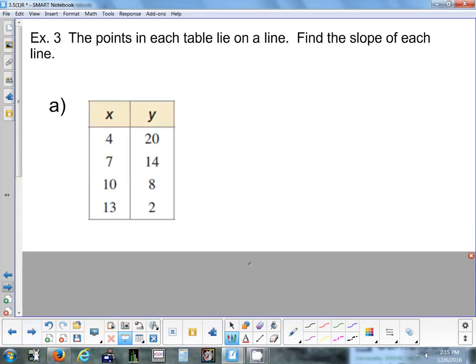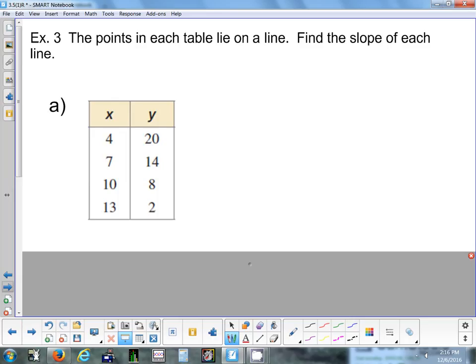All right, so let's take a look at it. On your sheet, example 3A, you have the x and the y. You just don't have the coordinates. So you have to write in these 4 sets of coordinates: 4 and 20, 7 and 14, 10 and 8, and 13 and 2. If you want to draw a line in to separate them, you can. You don't have to. I saw some of you did it. That's fine.